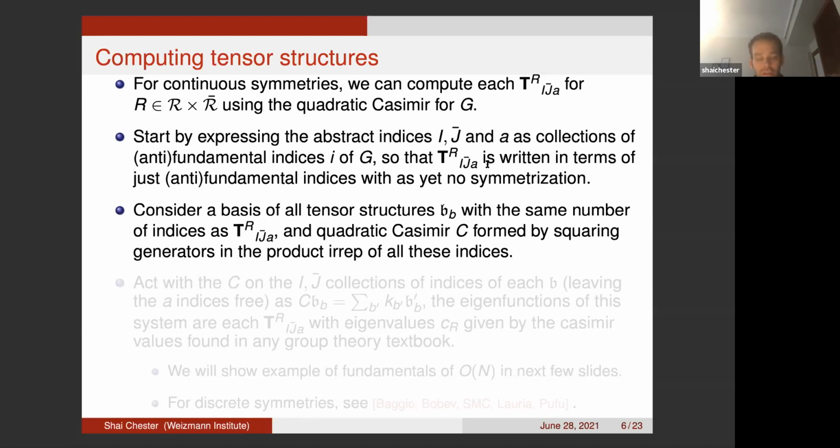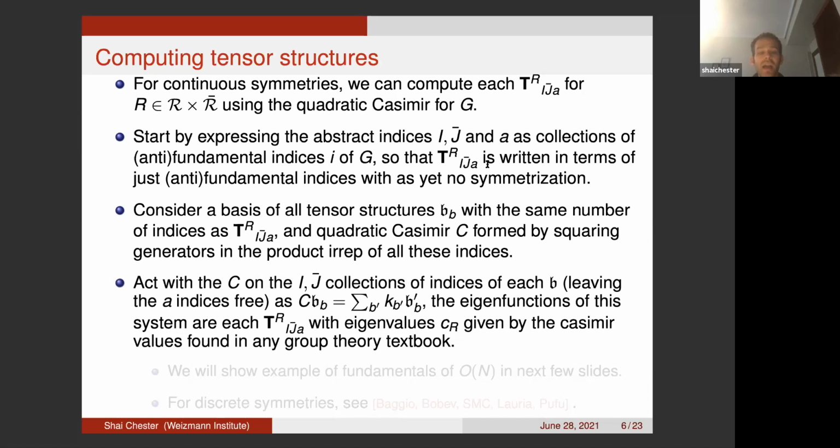You can just Google it, written in terms of fundamental and anti-fundamental indices for pretty much any continuous group you would care about. Then you can act with the quadratic Casimir C on the I and J bar collection of indices for each of our basis B. Note that we were only going to act on the I and J type indices. We don't act on the A indices. So we leave those free.